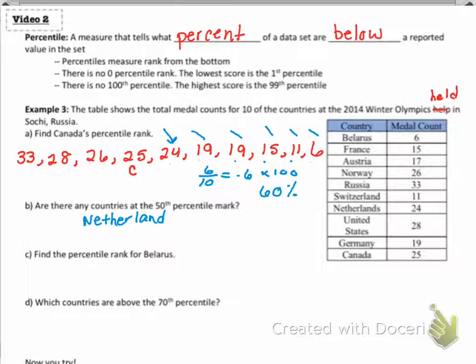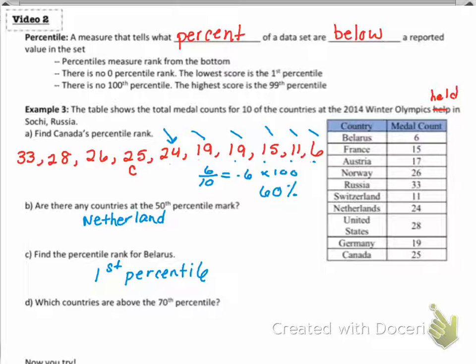And then part C says find the percentile rank for Belarus. So let's see. They're 6. I don't even have to calculate anything because I can't be 0 percentile. That's just the first percentile. They didn't score more than anyone else.